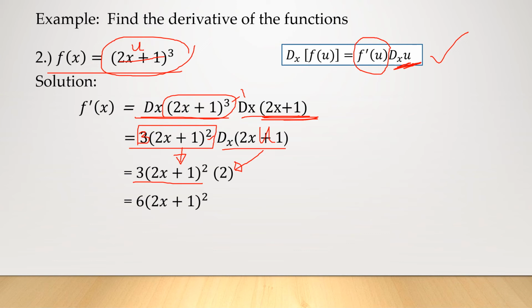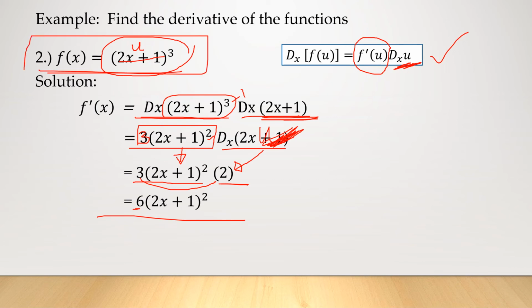So, 2x plus 1, ang derivative niya ay 2. Because yung 1 naman natin is constant, diba? 0 ang derivative ng 1. So, hindi na natin nilagay dito. So, yung derivative na lang ng 2x, which is 2. Okay, then eventually, we will multiply 3 times 2, kaya siya naging 6. And that is our derivative for this given function.